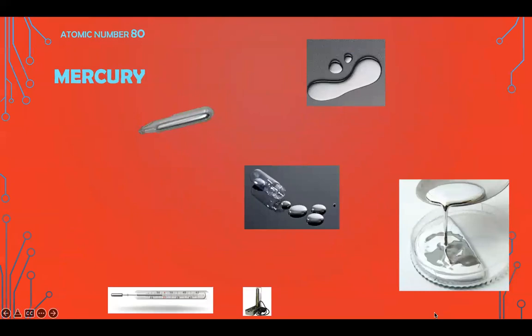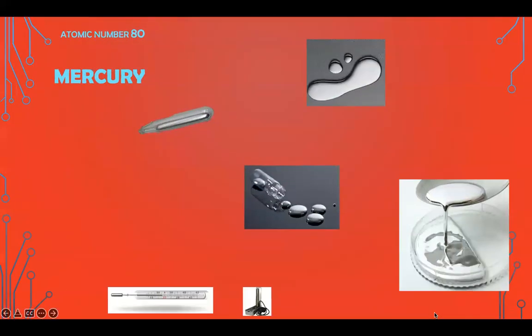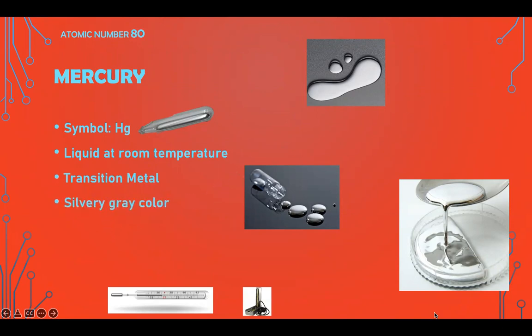Now we come to mercury with atomic number 80. Mercury symbol is Hg. It is a liquid at room temperature. Mercury is a transition metal and one of the only two elements, along with bromine, to be liquid at proper room temperature. Mercury has a silvery gray color.